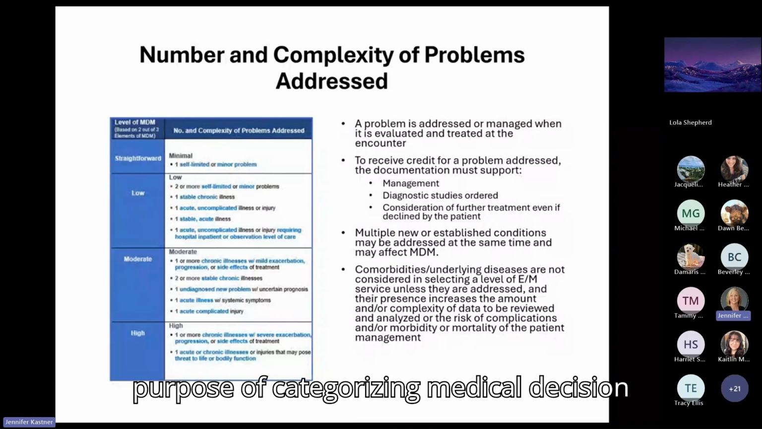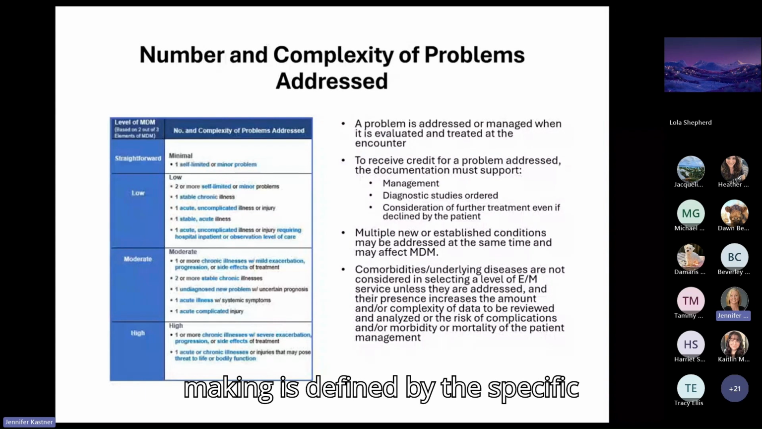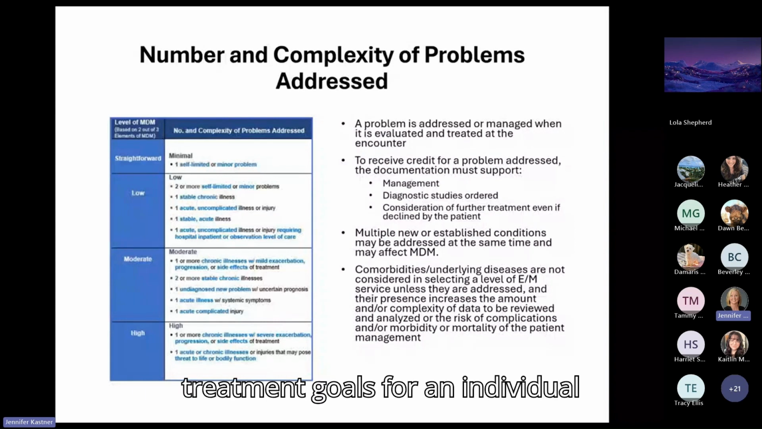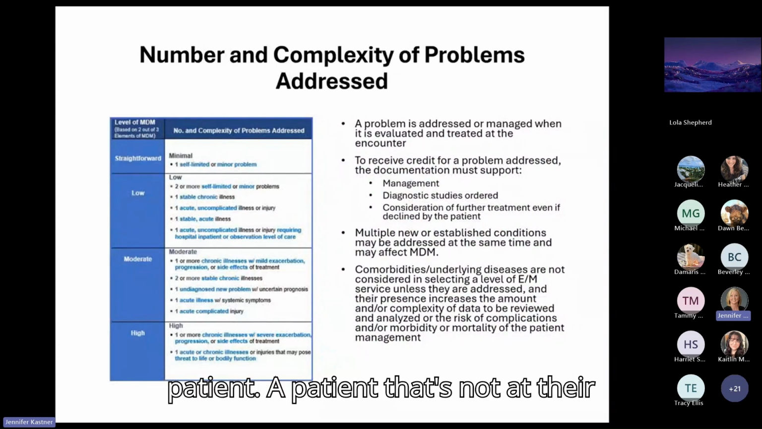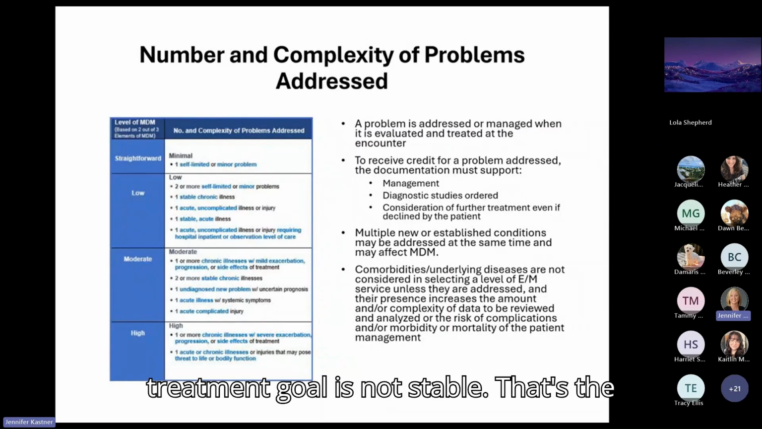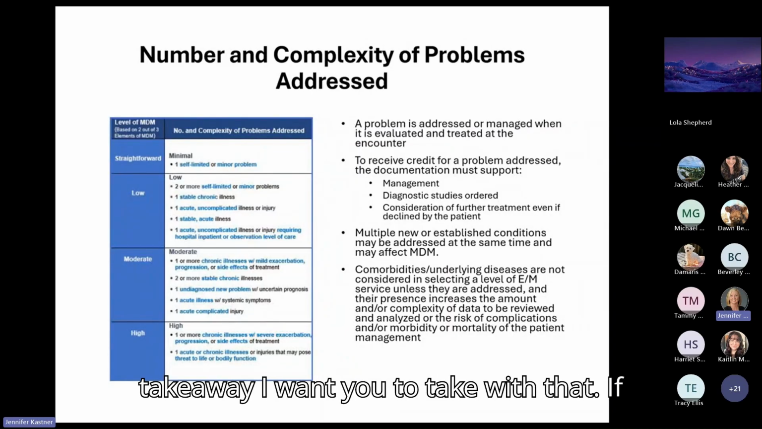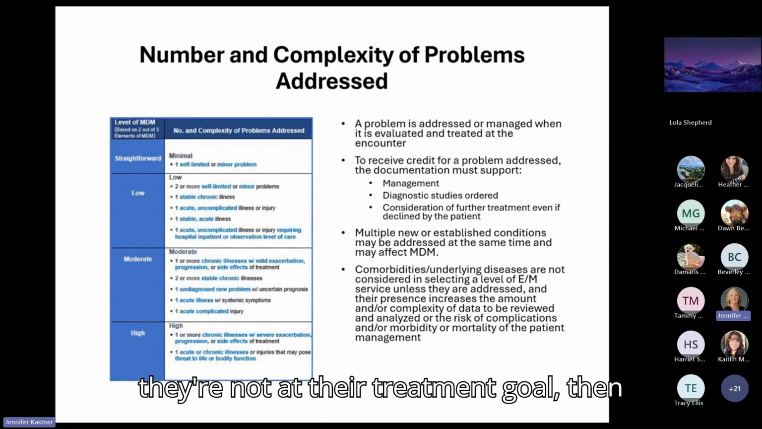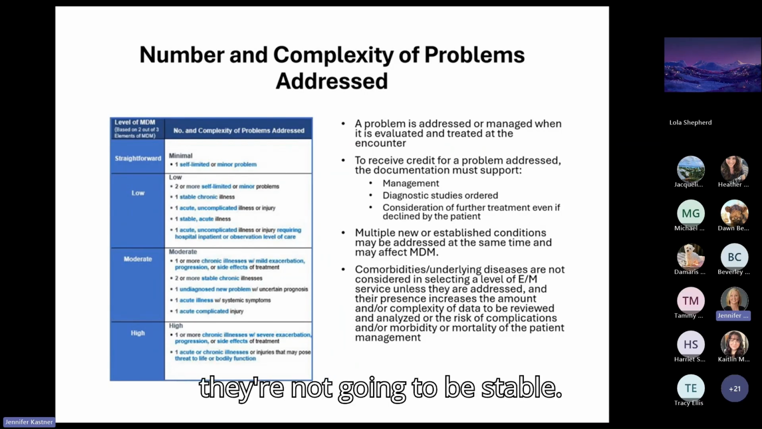Stable, for the purpose of categorizing medical decision-making, is defined by the specific treatment goals for an individual patient. A patient that's not at their treatment goal is not stable. That's the takeaway I want you to take with that. If they're not at their treatment goal, then they're not going to be stable.